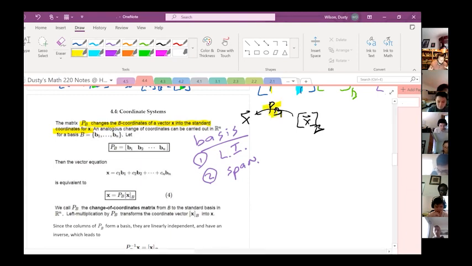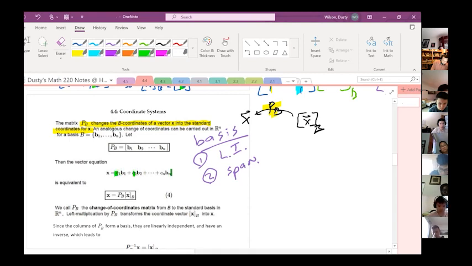And we'll keep talking about that, so hang in there. So an analogous change of coordinates can be carried out in Rn for a basis B equal to B1 to Bn. So if we let PB equal the matrix with columns B1, B2, all the way to Bn, then the vector equation X is equal to C1 B1 plus C2 B2 plus ... plus Cn Bn. Make sure you're tracking.